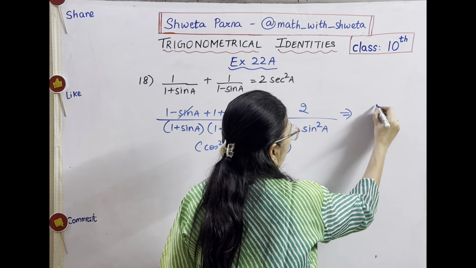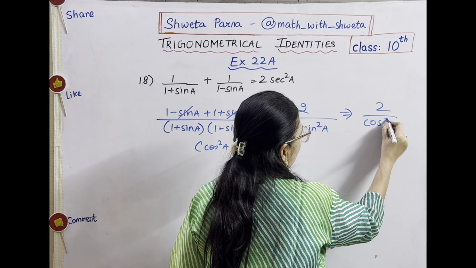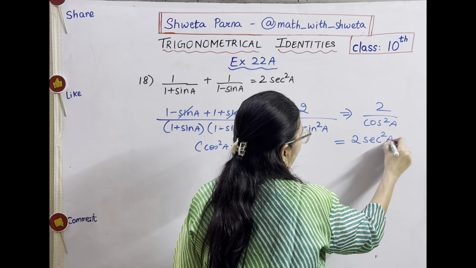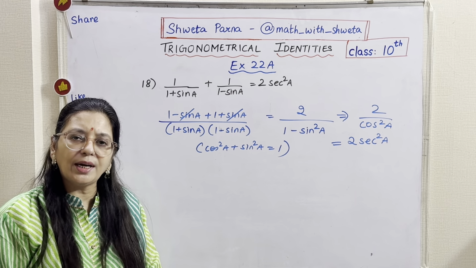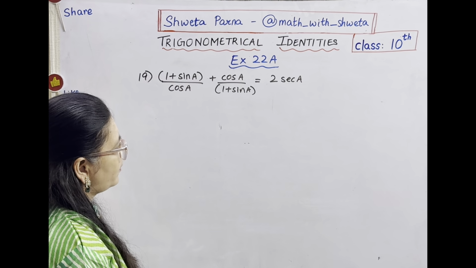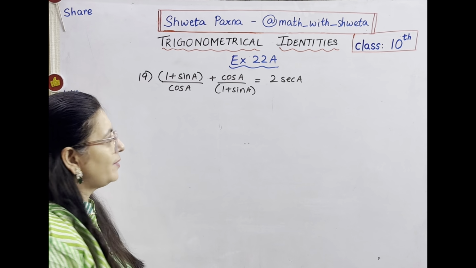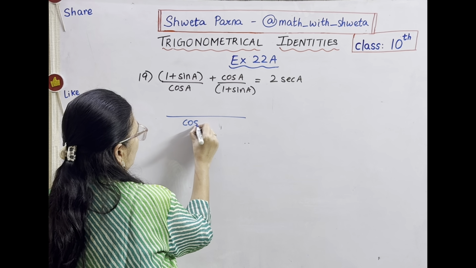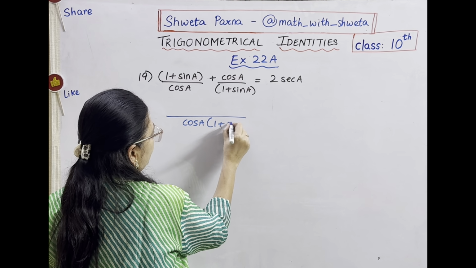So this will become 2 upon cos square A, which is 2 sec square A. Derived it. Okay. Let's go to question number 19. 1 plus sin A upon cos A plus cos A upon 1 plus sin A. First you will take the LCM. LCM is cos A into 1 plus sin A.